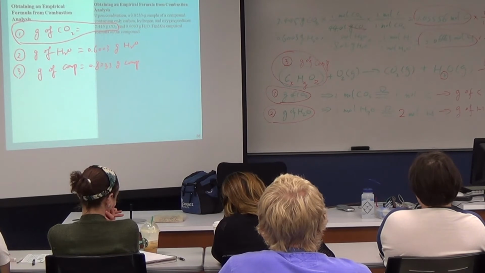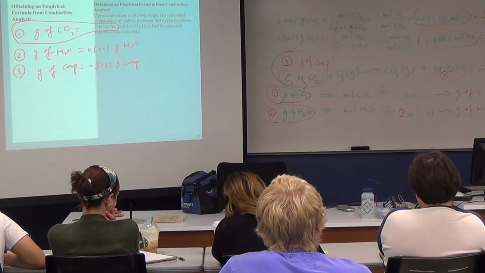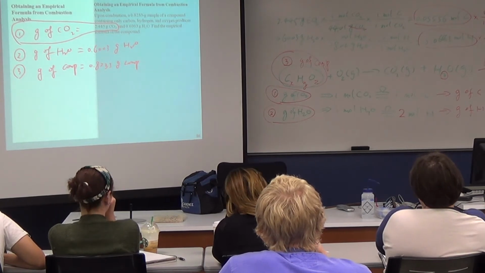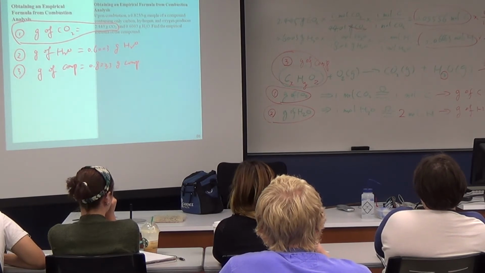Okay, 0.8233 minus 0.667 minus 0.0673, that gives 0.089 gram of O. Okay, what do we do now? What information do we need to finish the problem? Mole of what? Mole of oxygen.